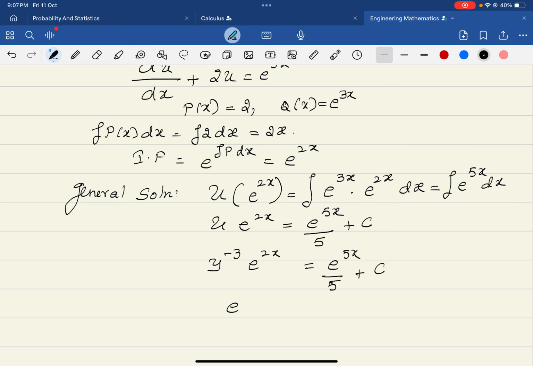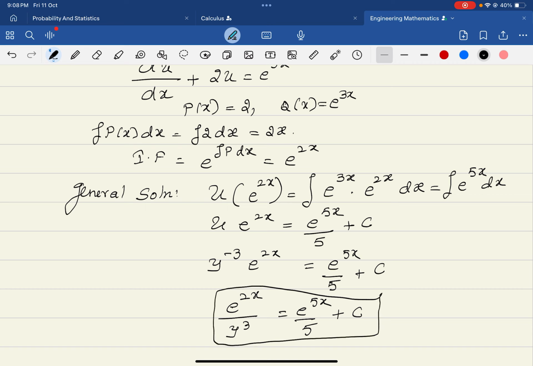So that is given by e raised to 2x. You can write y power minus 3 as y cube, equal to e power 5x over 5 plus c. So this is the general solution of the equation. Is that clear? Okay, done. Now let us go to the next problem.